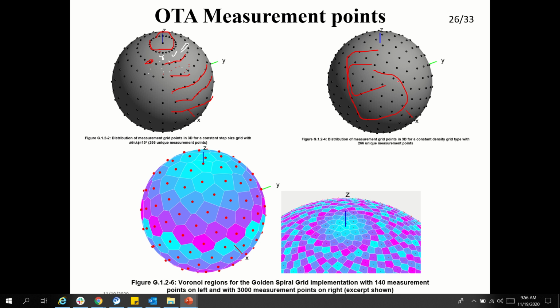Okay, so this is another slice. These points, if you put your antenna and capture the data, then you are able to measure. So how many points are there? 266 unique points are available here.